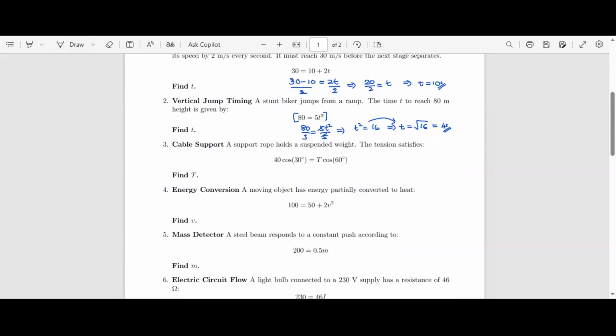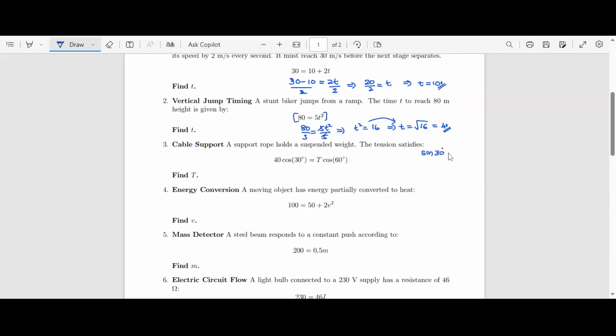Likewise, you can see now here we have an equation with some trigonometric expressions also. So you can see 40 cos 30 equals t cos 60. So in our curriculum, they expect you to know some trigonometric ratios. The trigonometric ratios they expect you to know is, first one, it's sine 30.